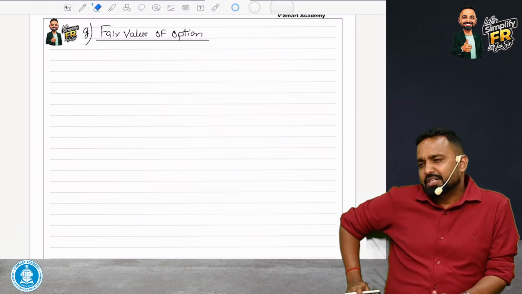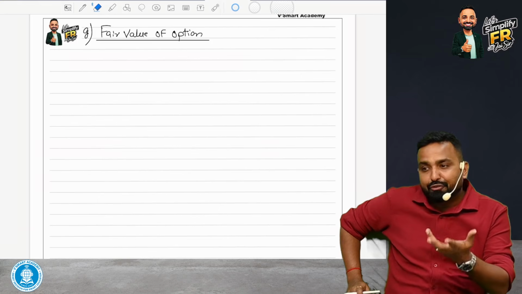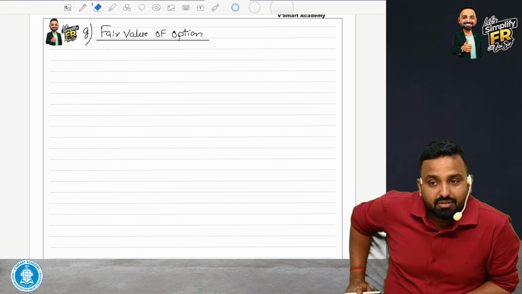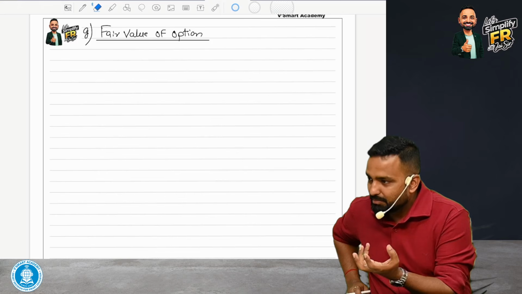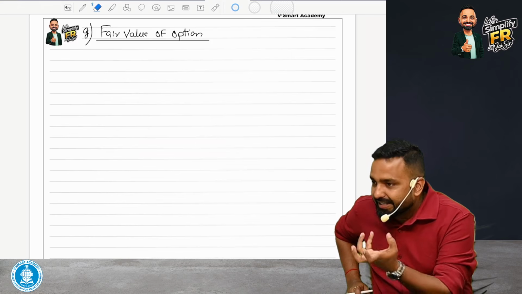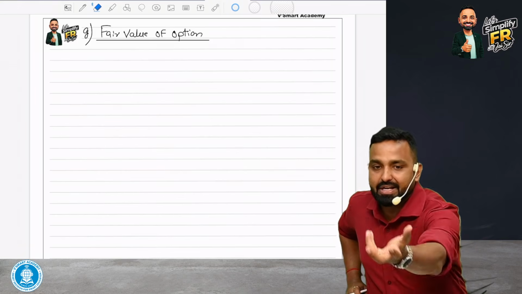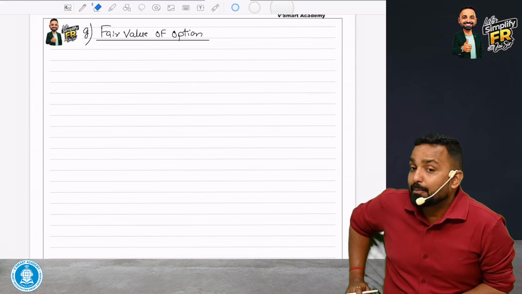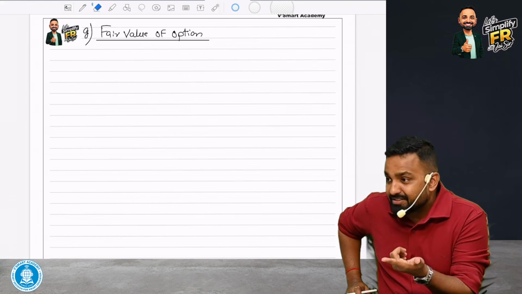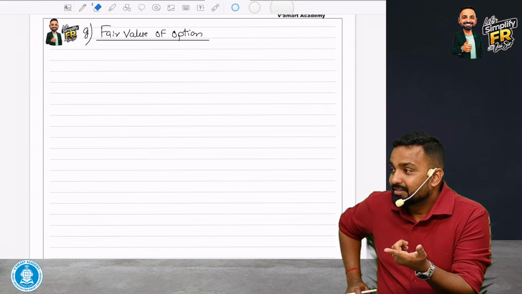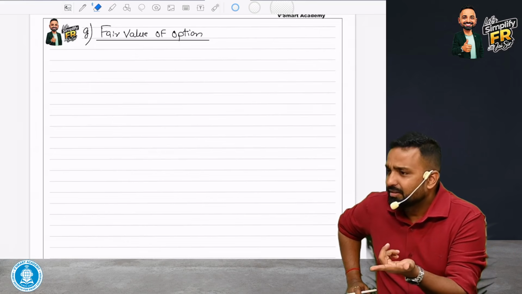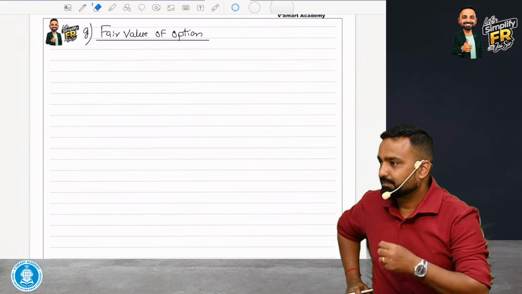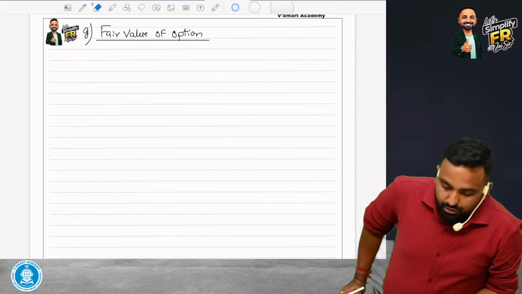Fair value of option, can I say in simple words, fair value of the offer? In simple words, what is fair value of option? The market value of the offer we provided to the employees, depending upon the share price, the market price, exercise price, and conditions. Period. Understood or not? So write it down.